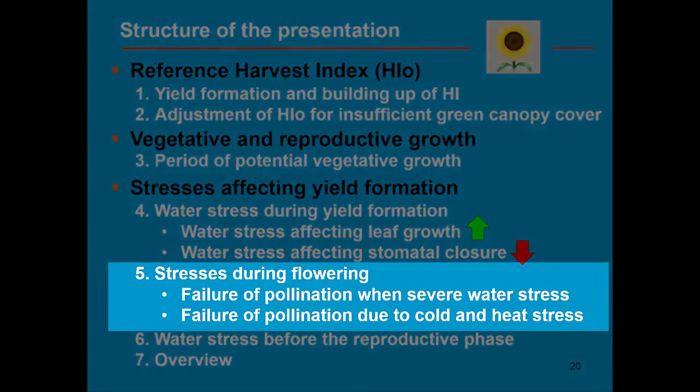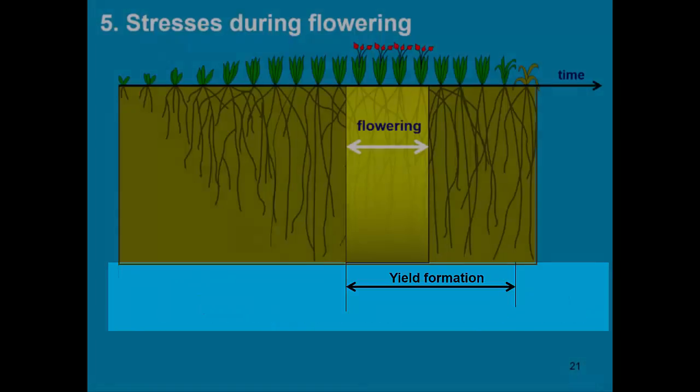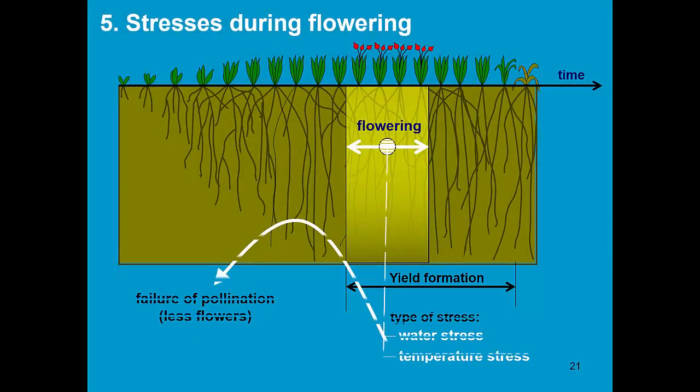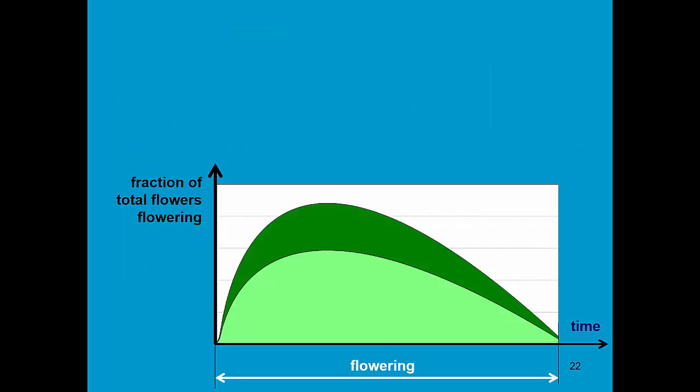Let's now discuss the stresses during flowering. During flowering, water stress and temperature stress might result in a failure of pollination. As such, we have fewer flowers, and as such, the harvest index might go down. If the harvest index goes down depends on the amount of flowers which were not pollinated.